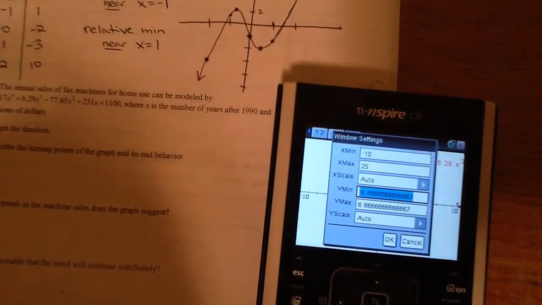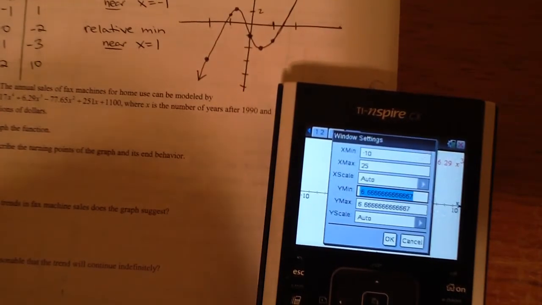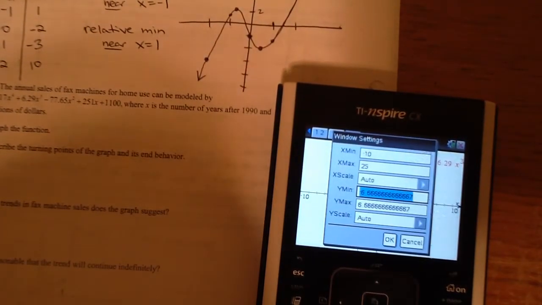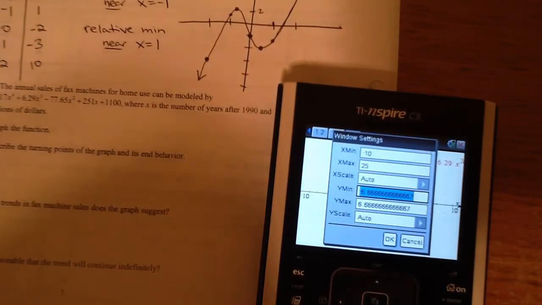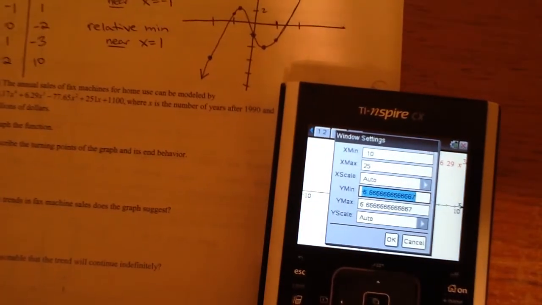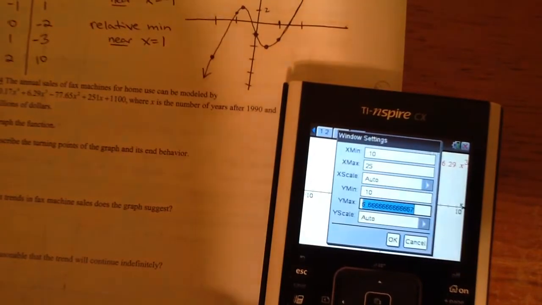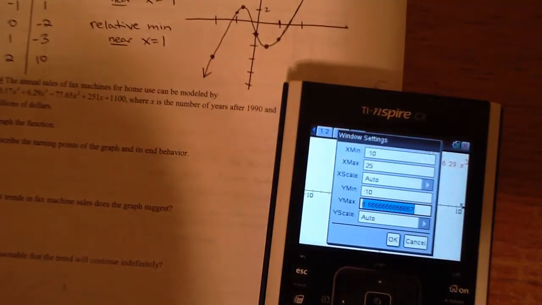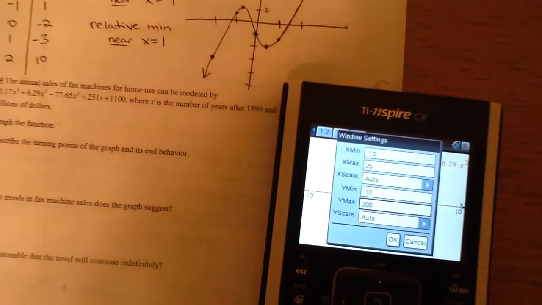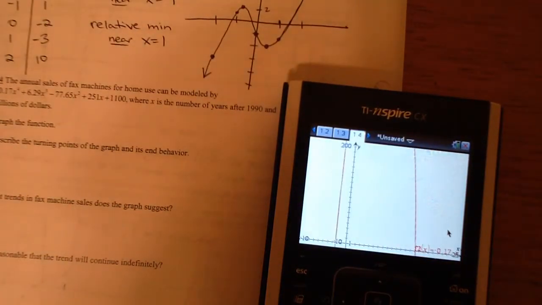And then we are talking about the sales in millions of dollars. So it probably won't be anything negative. They're not losing money. Just in case, let's put like a negative 10 there or something. And then I don't know how much they expect to sell in millions. Let's try like 200 and see if that hits anything. So go ahead, hit OK. We'll see if our graph shows up.